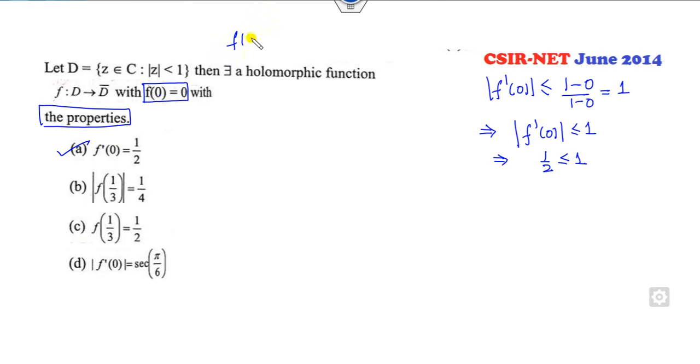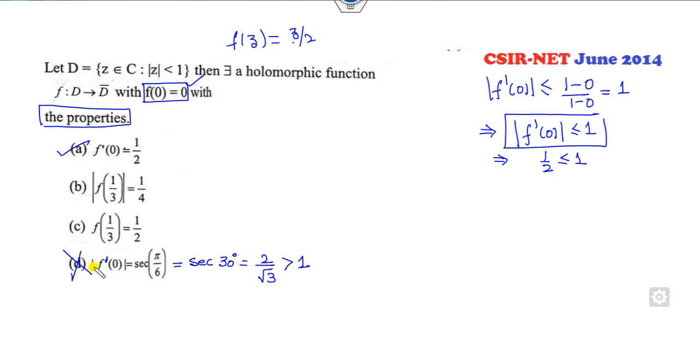Moreover, you can think about any function whose derivative will be half and function is 0. It satisfies this property, clearly this is also satisfied. You can see it's a half dash. What is that? It's secant 30 degrees. What is the secant 30 degrees? 2 by root 3. Clearly this number is greater than 1. It does not satisfy this property. This option is cancelled. Fine.